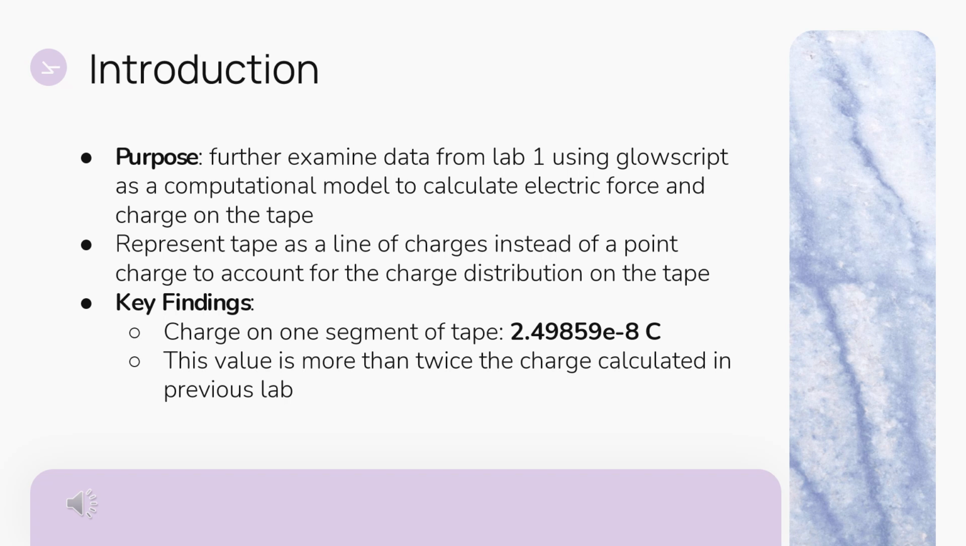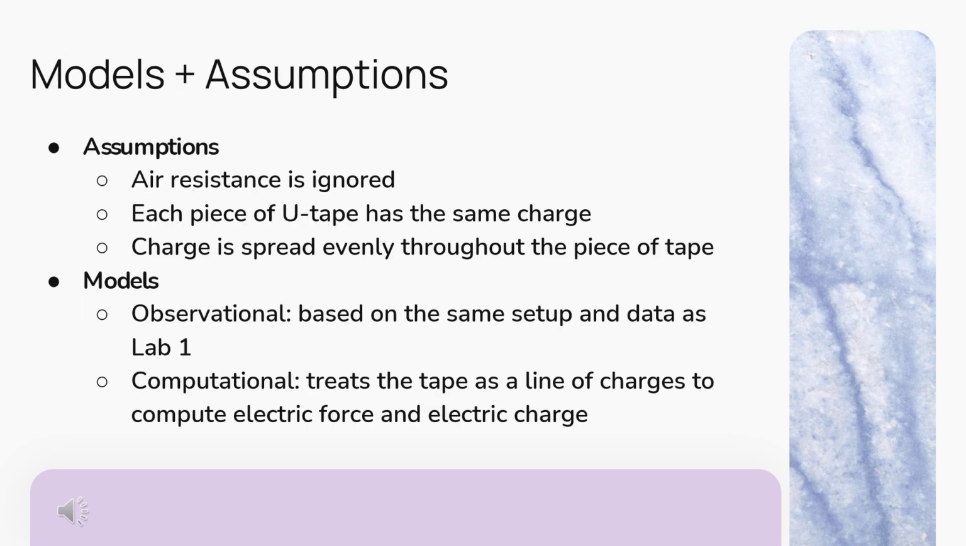2.49859 times 10 to the negative 8th coulombs. This value is more than twice the charge calculated in the previous lab. Now the models and assumptions. The assumptions are that air resistance is ignored, that each piece of the U-tape has the same charge, and that the charge is spread evenly throughout the piece of tape.